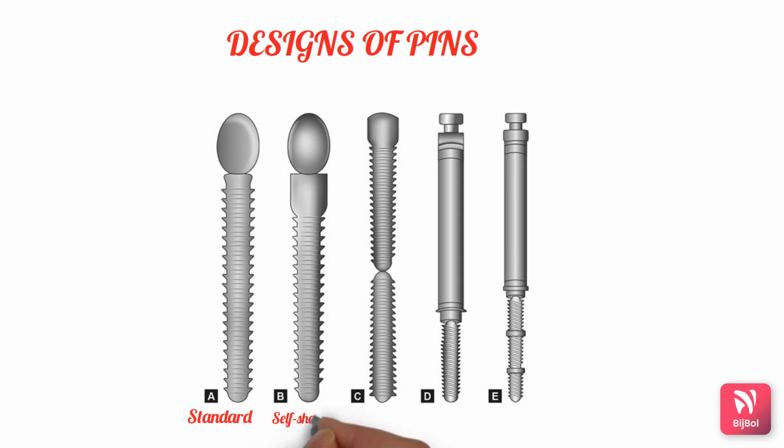Next is the self-shearing design. The self-shearing designs are the pins available in various lengths according to the pin diameter. They also have the flattened head to fit into the handpiece. In the self-shearing, why is it called self-shearing? Because the head automatically shears off after placing the pin into the pinhole. Now we will see the 2-in-1 design.